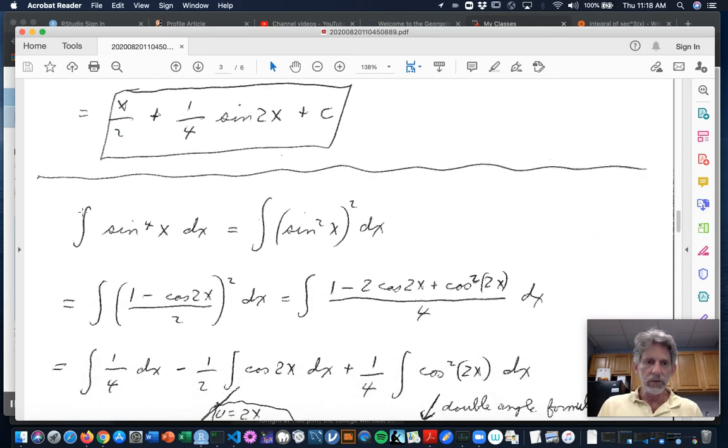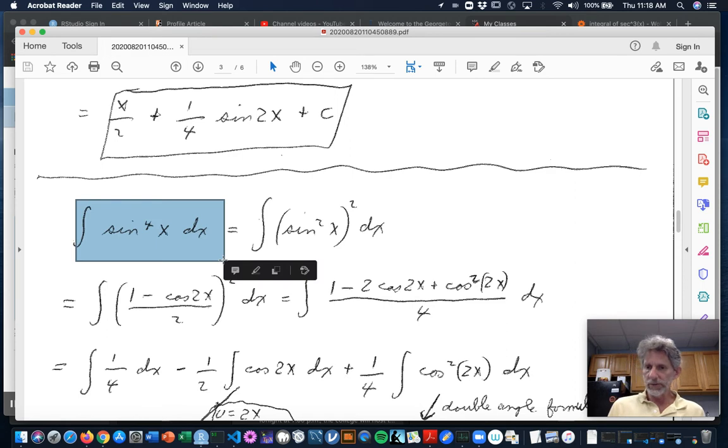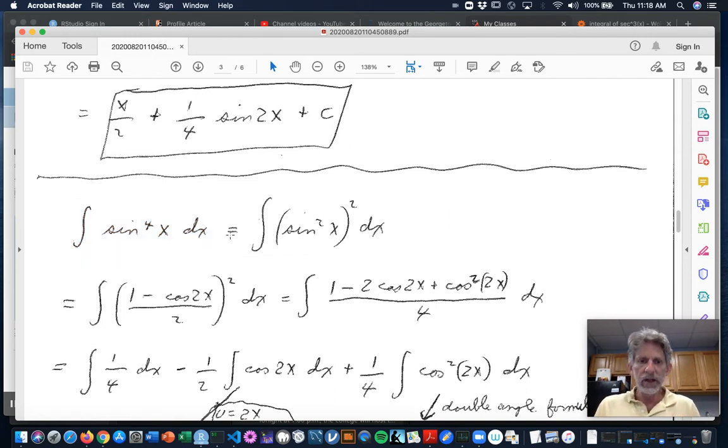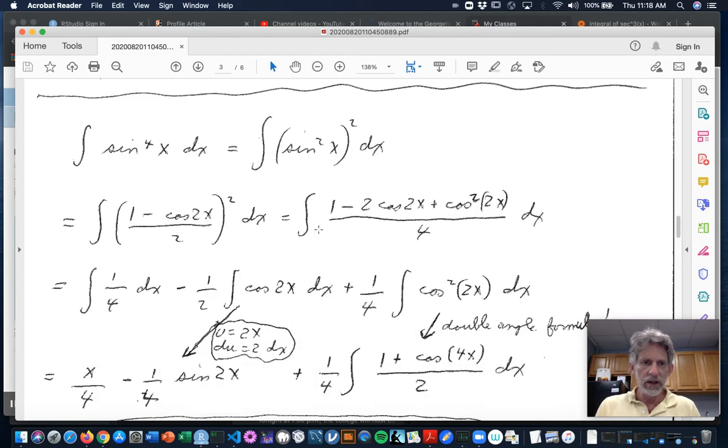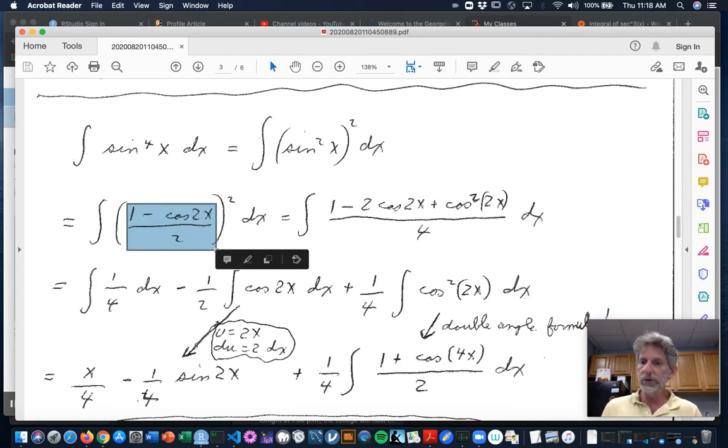Now, you might think, well, what about higher even powers, like the antiderivative of sine to the 4th x? Well, if we have an identity for sine squared x, maybe we could look for a way to apply it. Think of sine to the 4th x as sine squared squared. And then the sine squared, think of it as 1 minus cosine 2x over 2, double angle formula. You'll need to square this out. So you square out the top and you square out the bottom.